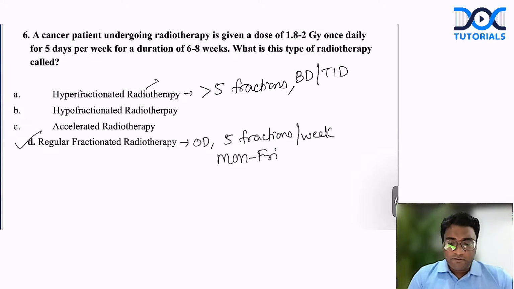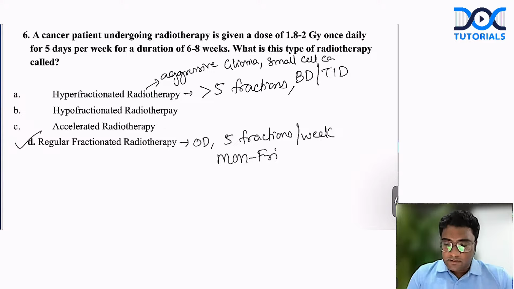It is usually given for aggressive gliomas, aggressive cerebral gliomas, small cell lung cancers. So any aggressive tumors, we want to give BD and TID, so we go for hyperfractionated. Basically, more than 5 fractions or less than 5 fractions. If it is less than 5 fractions, it is hypofractionated. And this is usually a palliative measure.